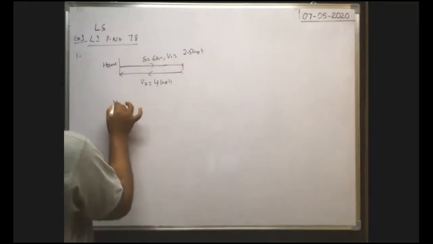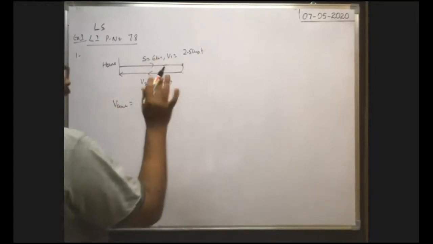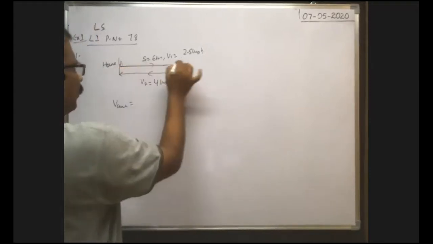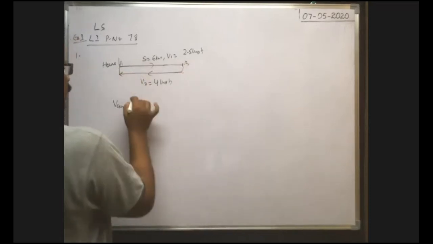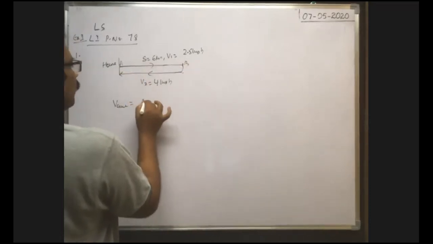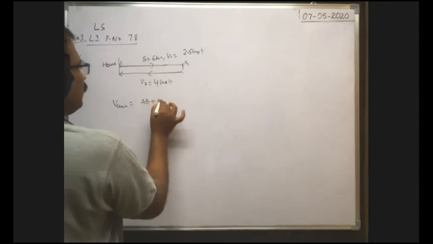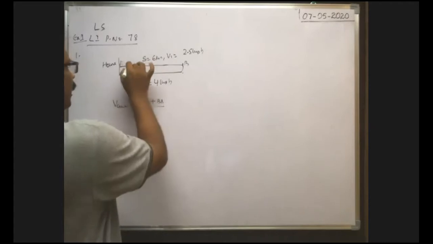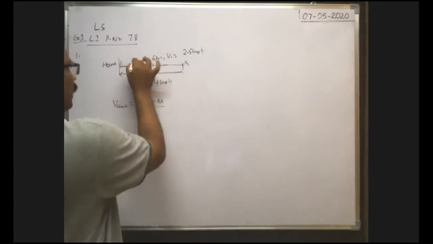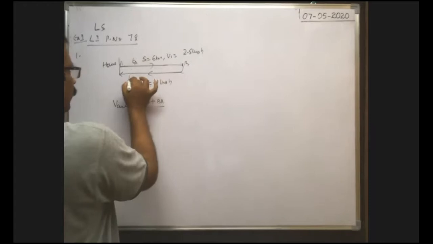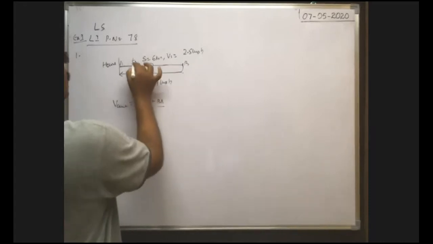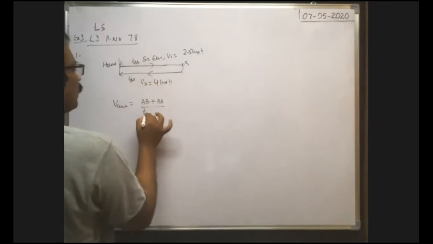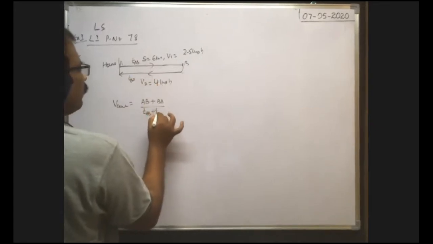So average speed, V average, what is the general formula? There are two parts in the motion. The person has traveled from A to B, then B to A. Total distance traveled is AB plus BA, divided by the total time. Time taken from A to B is TAB, and from B to A is TBA. Total time means TAB plus TBA. This is the general formula.